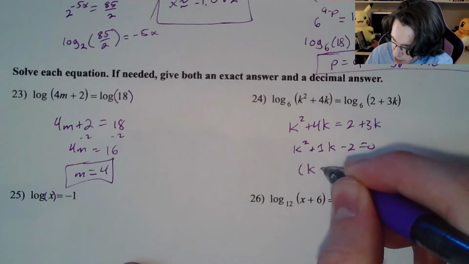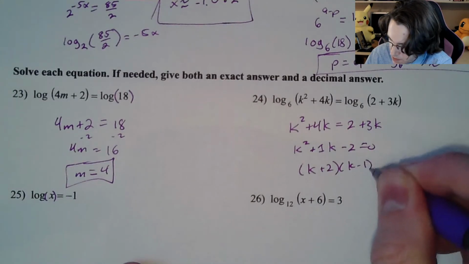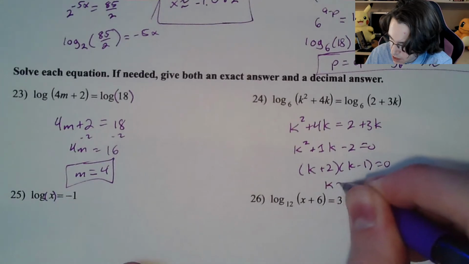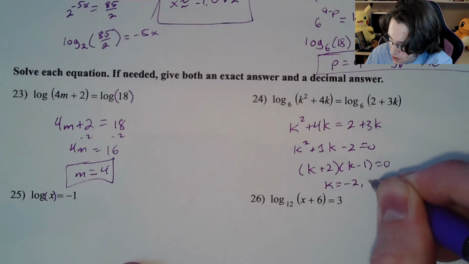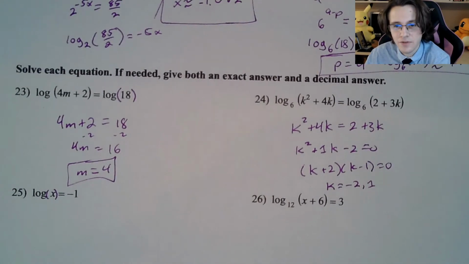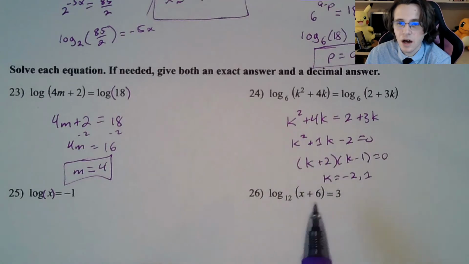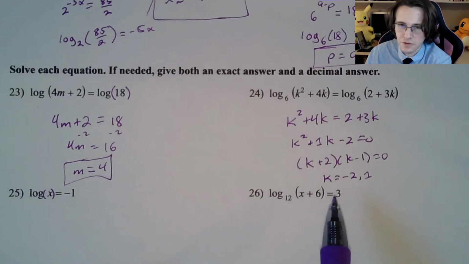Multiplying to -2 and adding up to +1 is k plus 2 and k minus 1. So we got k is equal to -2 and +1. However, there's a big rule that we have not quite gone over in class yet, if you're watching this early, but you cannot have negative arguments for a logarithm.